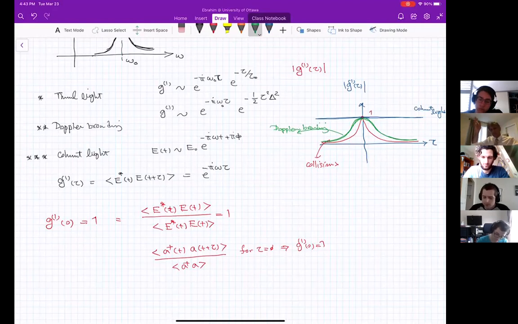So in this specific case, I show narrow because usually we expect that the coherence length due to the Doppler broadening is a little bit longer than the thermal one. But that's a valid question. That all depends on the value of delta and tau naught. So here, remember, that is tau naught.